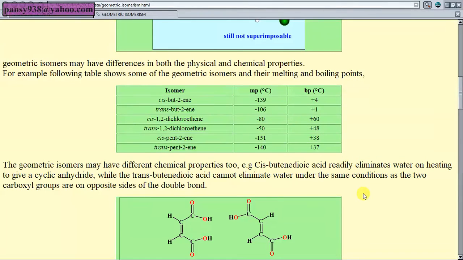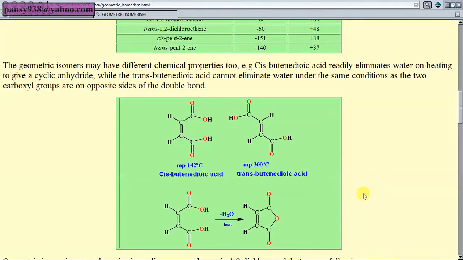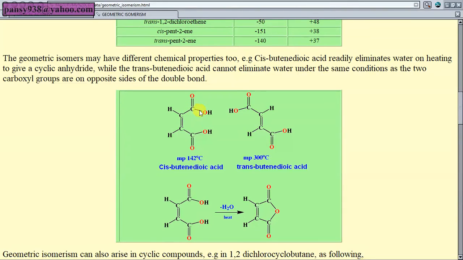Now take an example of a chemical reaction. For example, in cis-butenedioic acid, both of the carboxyl groups are present on the same side, and in its trans isomer, you see that the carboxyl groups are on different sides of the molecule. So this is the cis isomer and this one is the trans isomer. The cis isomer has a melting point of 140 degrees centigrade and the trans isomer has a melting point of 300 degrees centigrade, so there is a great difference between them.